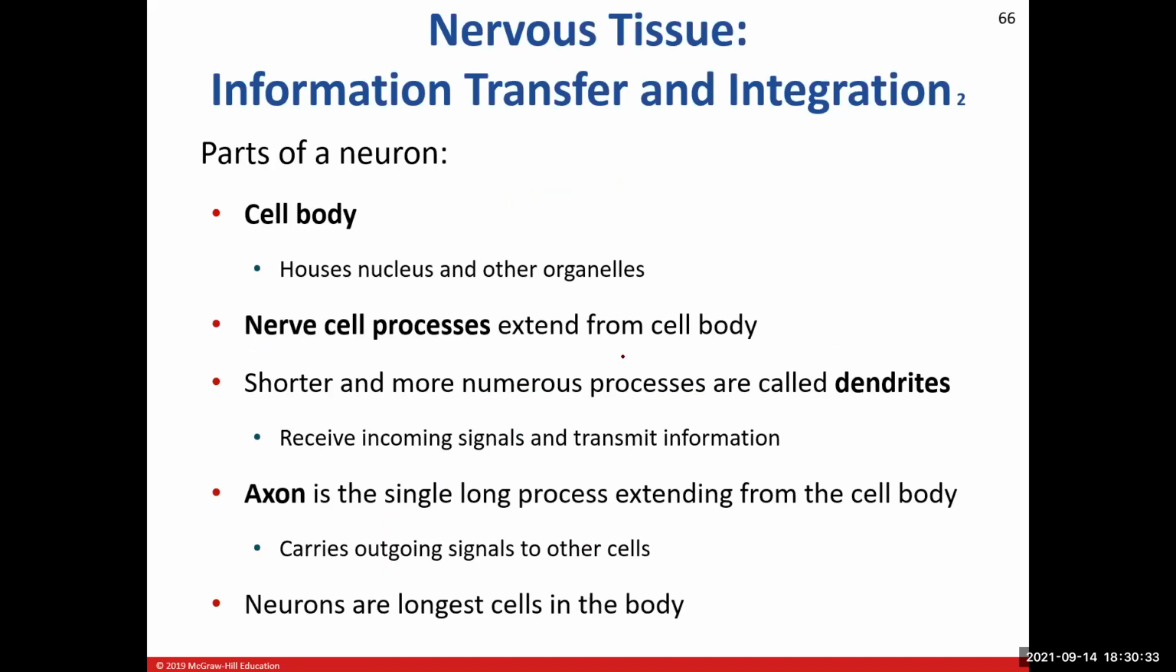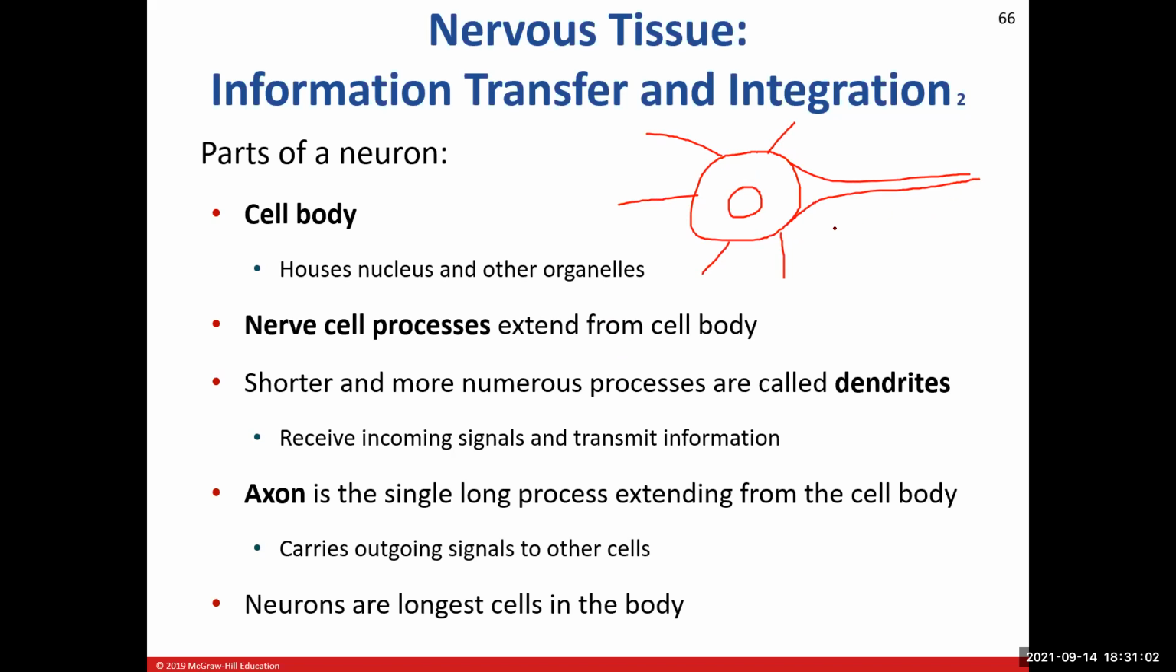So when we talk about a neuron, there's a couple different parts to the neuron. We have the cell body, and then we have these processes that come off the cell body, and those are called dendrites. In the cell body, that's where we'll find the nucleus and a lot of our organelles. Then you're going to have this one big process that comes off the cell body, and that's called the axon.